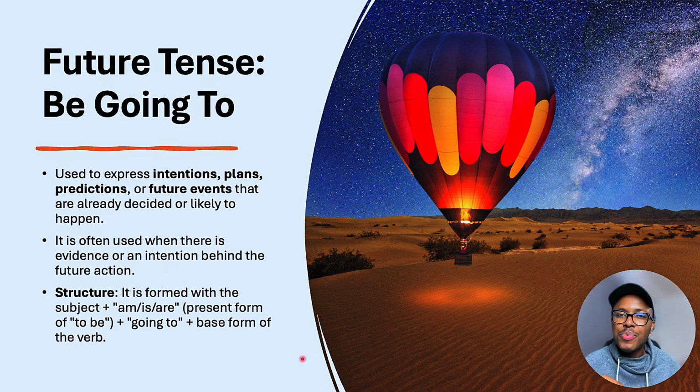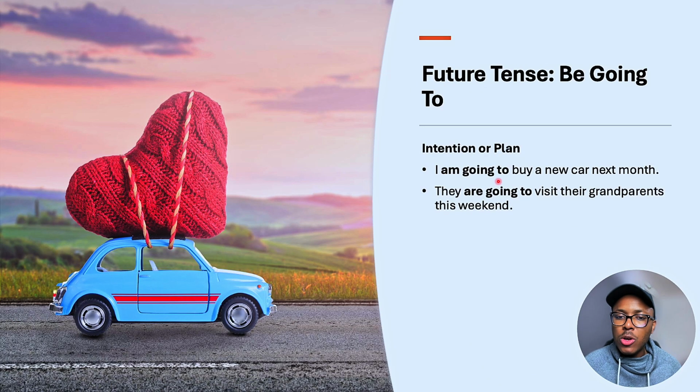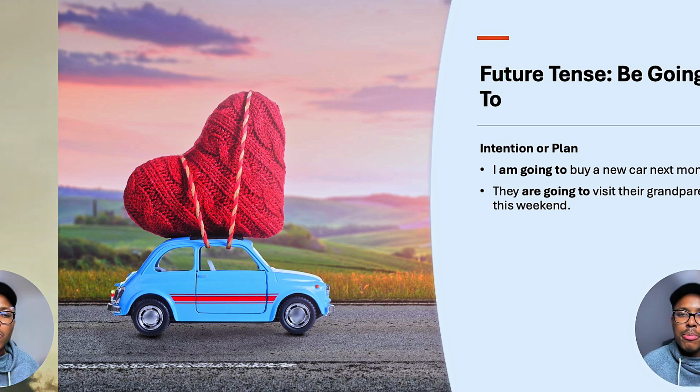Let's have a look at some examples to help you understand how to use be going to. I am going to buy a new car next month. I'm planning to buy a new car next month. They are going to visit their grandparents this weekend. They are planning, they have the intention to go and visit their grandparents.